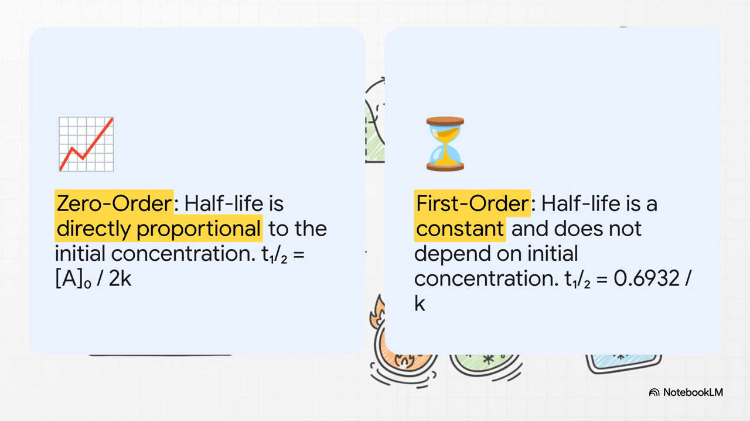Think about taking an antibiotic. They tell you to take one every 8 hours, right? That's because it's a first-order process. After 8 hours, half the dose is gone, no matter what. So you have to top it up to keep the concentration high enough to fight the infection. It doesn't matter if it's the first dose or the 10th. The time it takes to halve is always the same.